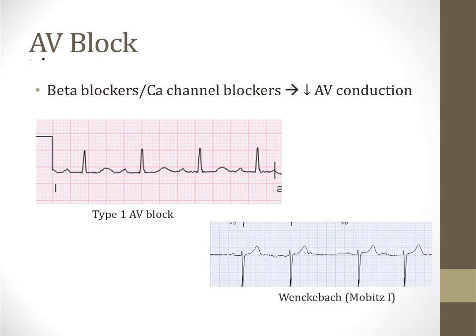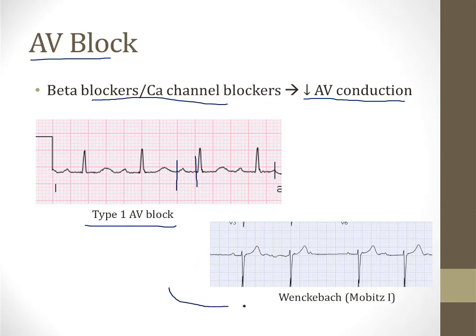In the video on AV block, I talk about type 1, type 2, and type 3 AV blocks, but I just want to mention here that beta blockers and calcium channel blockers slow conduction through the AV node. This means that they can potentially lead to a type 1 AV block where the PR interval is prolonged, as shown in this example on the screen. They can also potentially lead to Wenckebach or Mobitz type 1 block. That type of block is also caused by delay in the AV node, and if patients are on high dosages or overdosages of beta blockers or calcium channel blockers, they can begin to develop significant block in the AV node, and that can lead to Wenckebach.